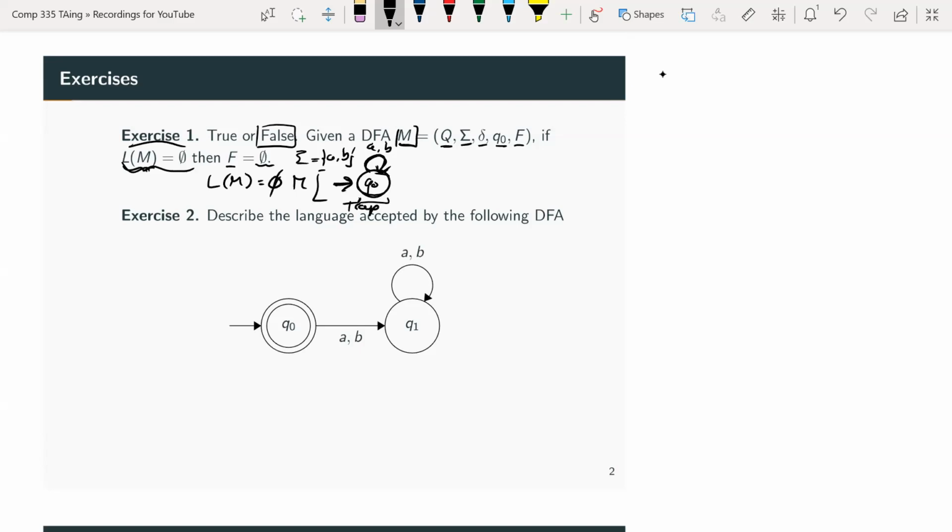But now what I'm going to try to do is I want this to be true, right? I want L of M to be equal to the empty set, but I want the set of final states to be non-empty. So essentially I want to add a final state. How can I do this? Well, I can add a dummy or useless final state called Q1. So it has the double circle, meaning it's a final state.